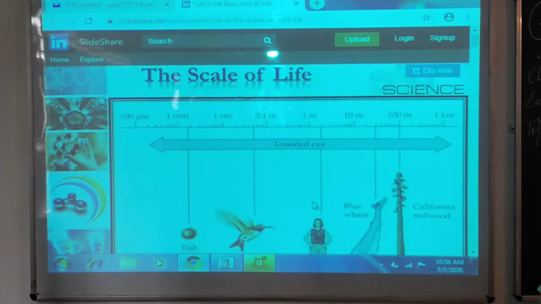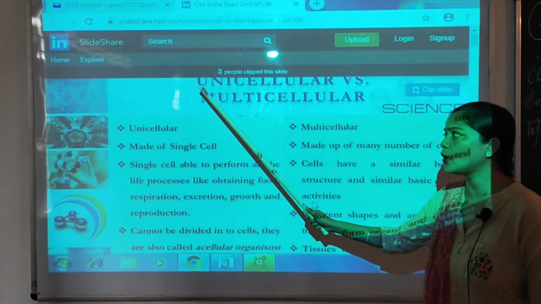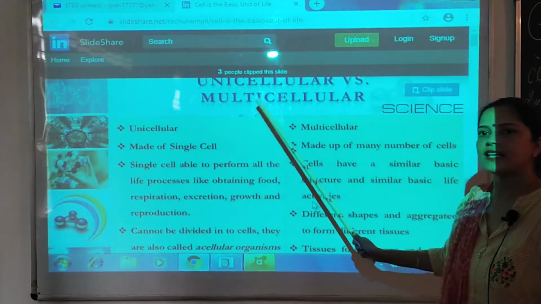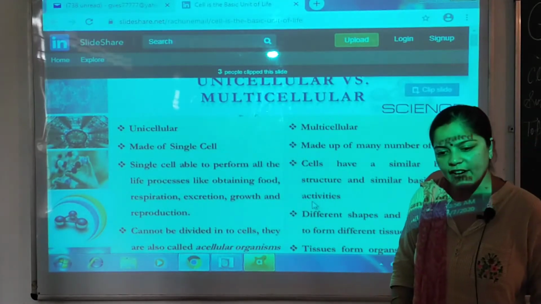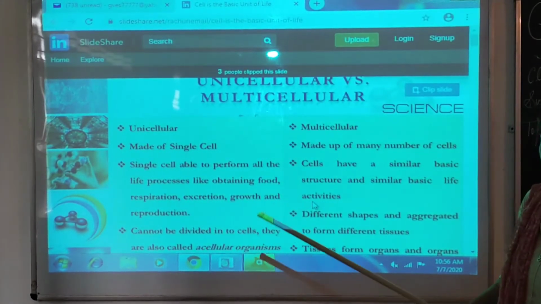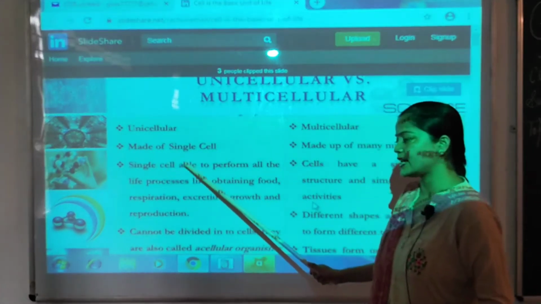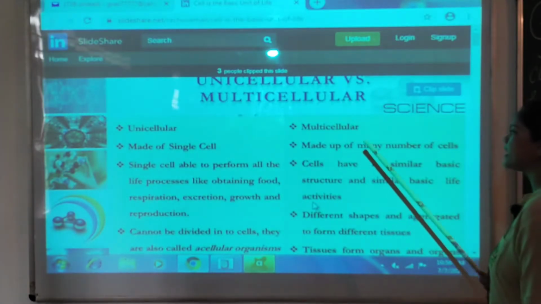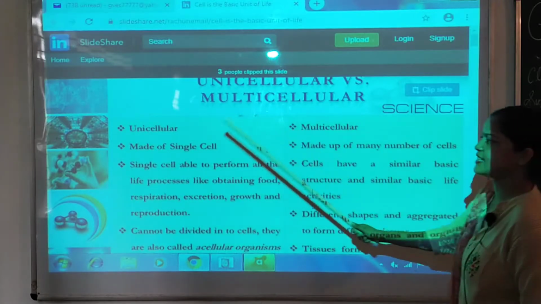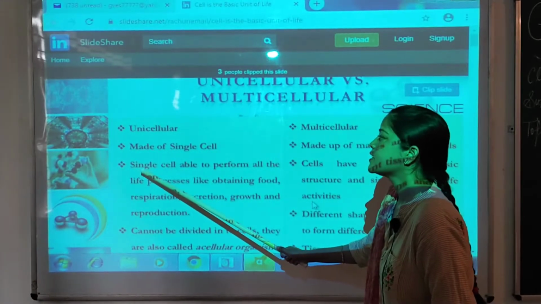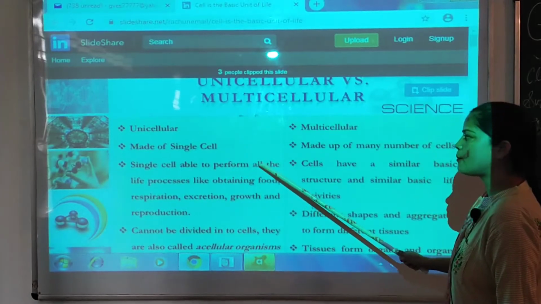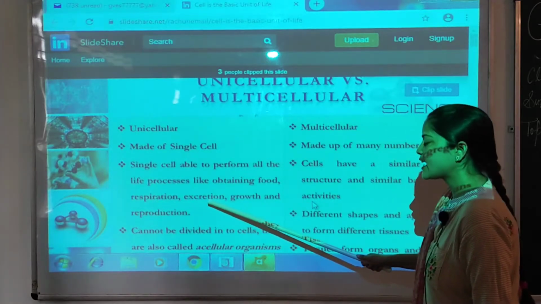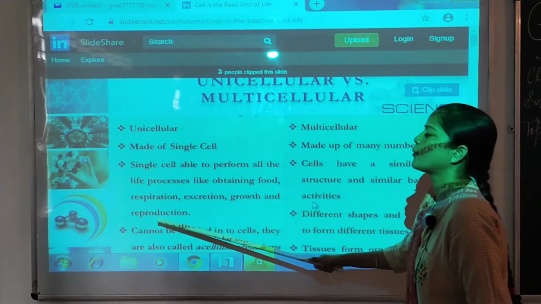Now we are going to see the unicellular organisms and multicellular organisms. They are different. They differ in what way? Unicellular organisms are made up of a single cell, while multicellular organisms are made up of many cells. Unicellular organisms are able to perform all the life processes like obtaining food, respiration, excretion, growth and reproduction.